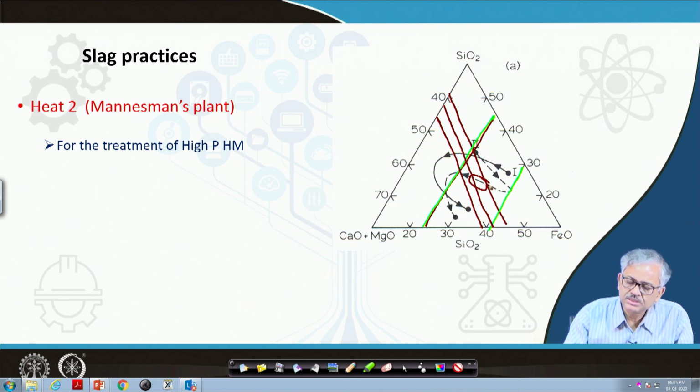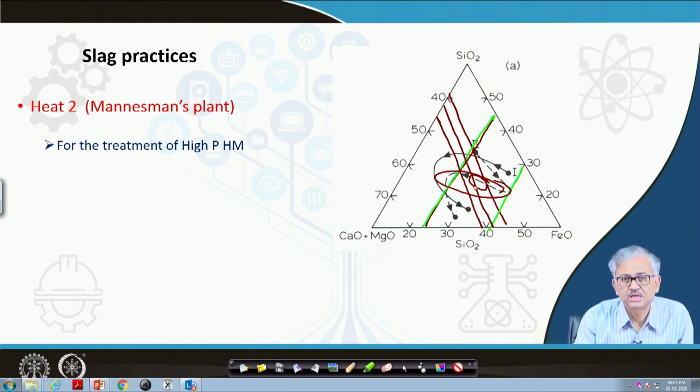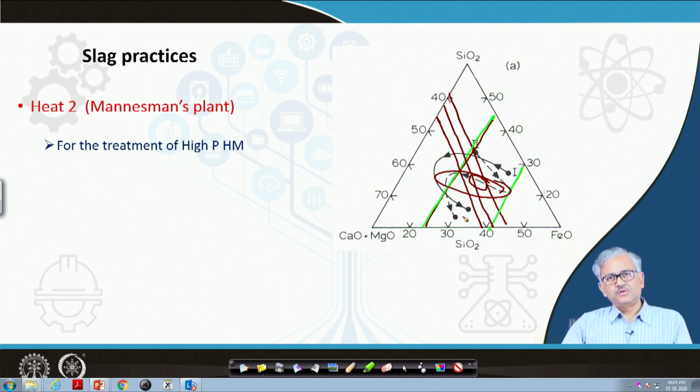So, the basic slag is there, and then your phosphorus removal will take place. This region is where the dephosphorylation will take place. When the basic slag forms, the dephosphorylation will take place, and the decarbonization will also continue simultaneously, and finally you will be able to do that.